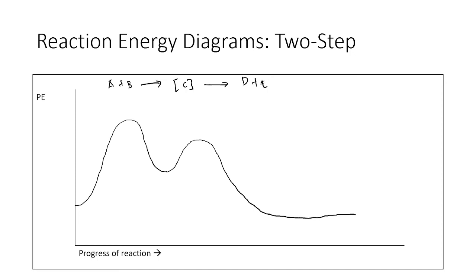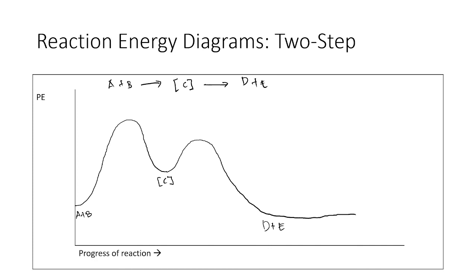So that is how a two-step reaction may look like. As you can see here, we have two phases for our reaction. Basically, here is our A plus B, here is our C, and this is where we can find our D plus E. So how do we look about this?